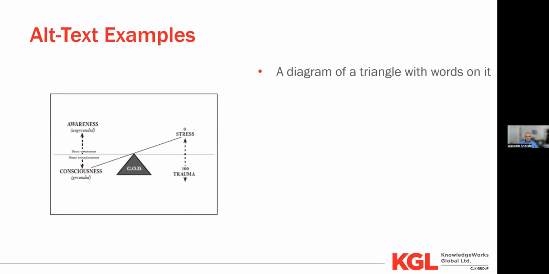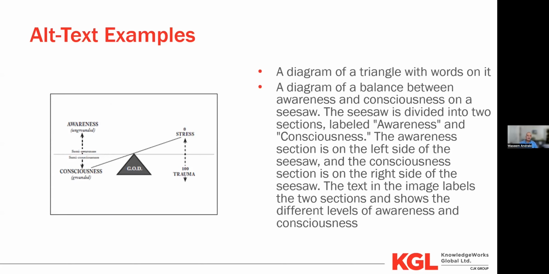This is another example, again very basic, of what was coming back from various models early in the year. Again, a lot more description, a lot more understanding of the text in the image, but it was just making things up in some cases. Like here it says the awareness section is on the left side of the seesaw and the consciousness section is on the right side of the seesaw. That is absolutely not the case. Awareness and consciousness were on the same side of this image.